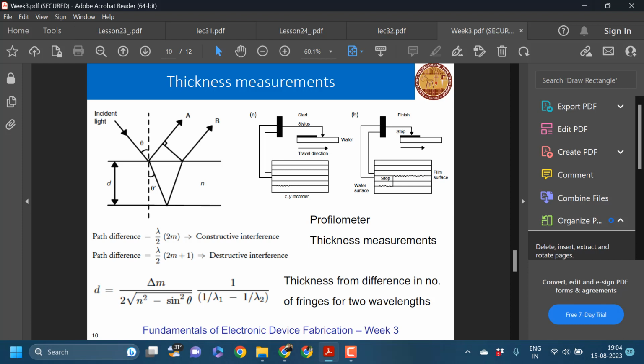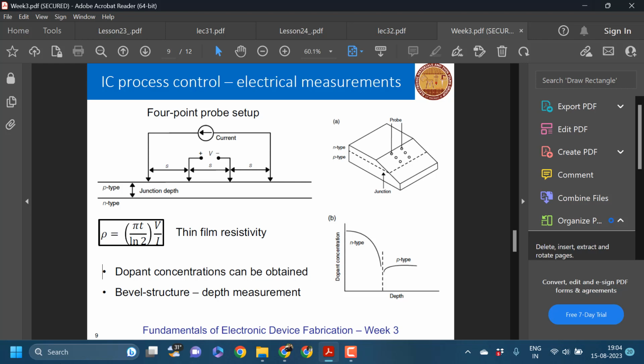Ellipsometry is also another widely used technique, and that is based on polarization of light when it is reflected or transmitted through a medium. So these are basically ellipsometry, profilometry, spectrophotometer, and white light interferometry, etc. are techniques that are used for thickness measurements.